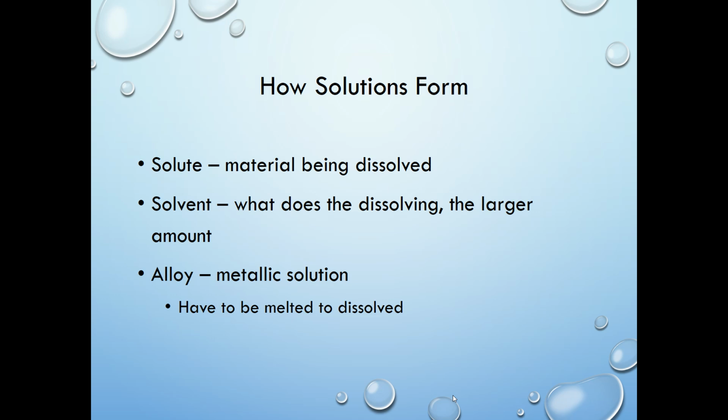An alloy is a metallic solution, right? This would be a solid state mixture. And in order to create an alloy, you first have to melt all of the metals to be involved. Some typical alloys would be like stainless steel, which is a mixture of iron, carbon, chromium, and nickel. But it looks like a single material.